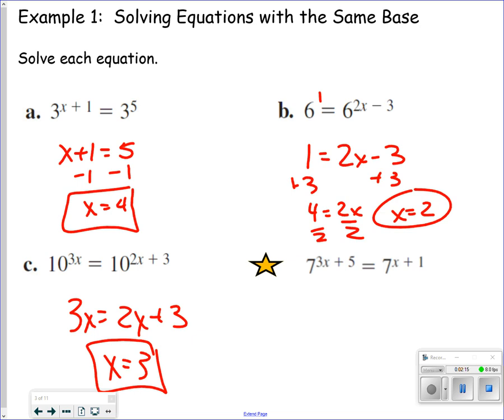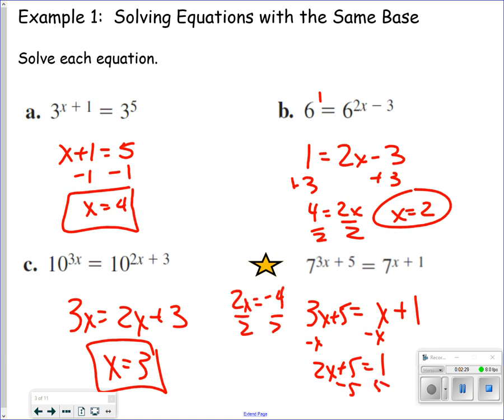All right, welcome back. So 7 raised to the 3x plus 5 equals 7 raised to the x plus 1. So again, since the bases are the same, I'm going to subtract x. I'm going to subtract 5. And I'm going to solve. So the key to all of this is if the bases are the same or the bases are equal, then you can solve the exponents.